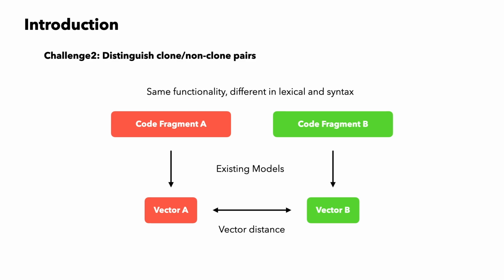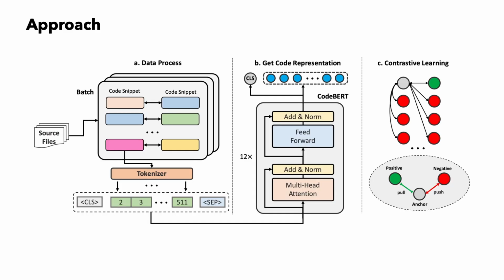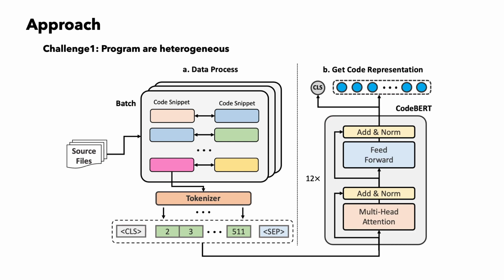a contrastive learning objective. The overall framework is illustrated by this figure. We process all programs into batches, where each batch consists of code snippets that belong to the same task but use different programming languages. For each code snippet, we exploit CodeBERT to get its representation. Then we use contrastive learning for every code snippet in the batch. To address challenge 1, we use CodeBERT as our pre-trained model since it is trained on multiple programming languages.